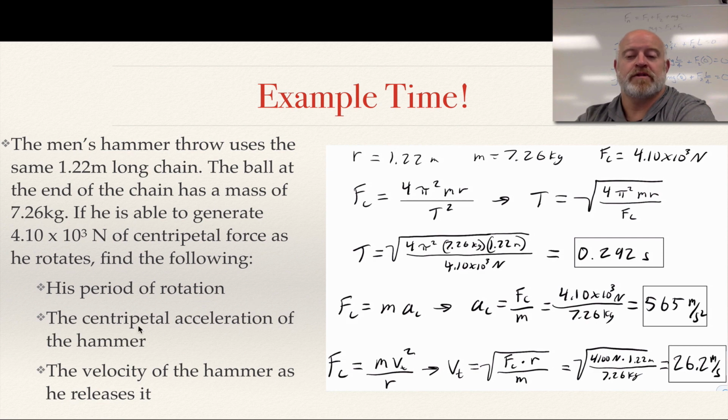What's our acceleration? This one probably is one of the easiest calculations. We know the mass, we know the force, we just got to find acceleration. So rearranging it, plugging in our force and our mass, and we get 565 meters per second squared. Okay? And then finally, the velocity. So again, we know our force, we know our mass, we know our radius. So we're going to rearrange this, and then we're going to square root it so we can get just the velocity tangent. So put our force in, put our radius in, put our mass in, and we get 26.2 meters per second.